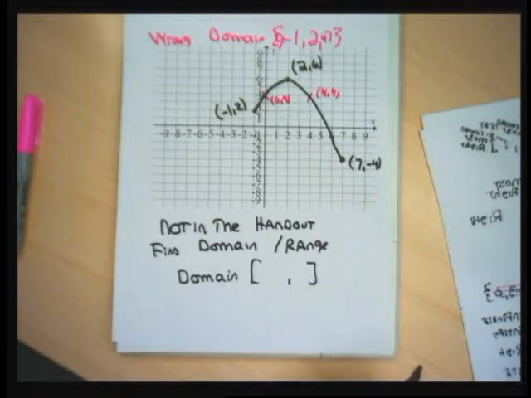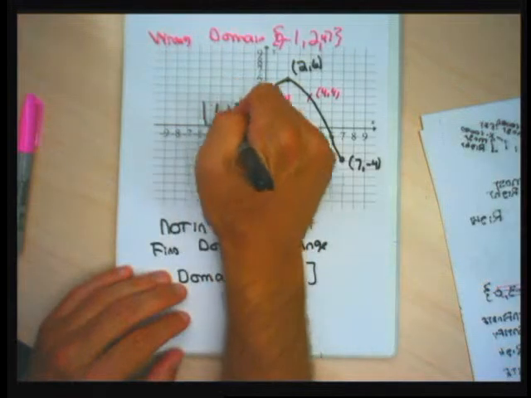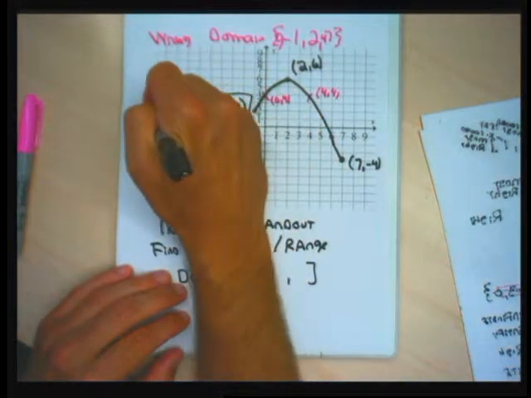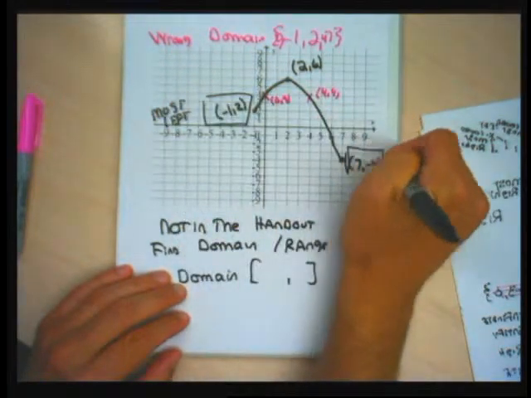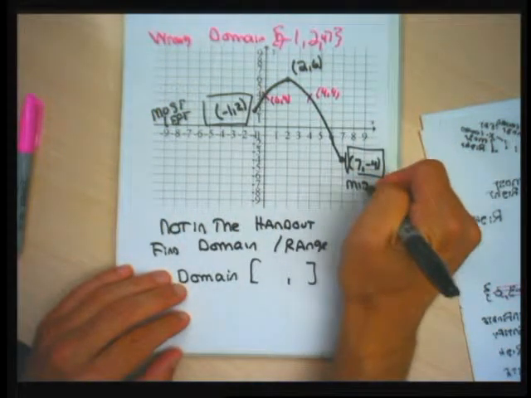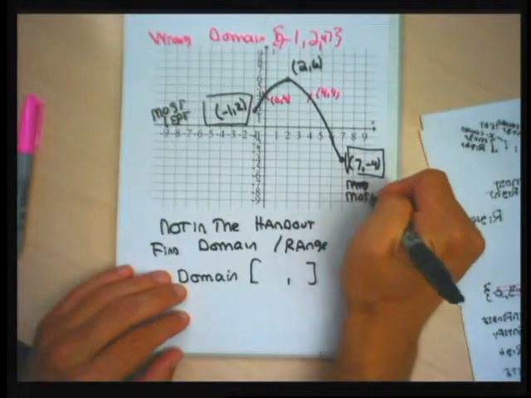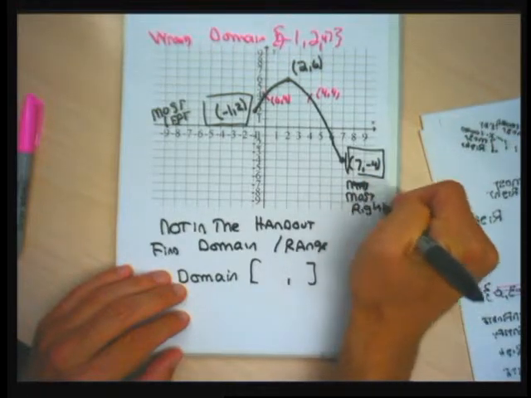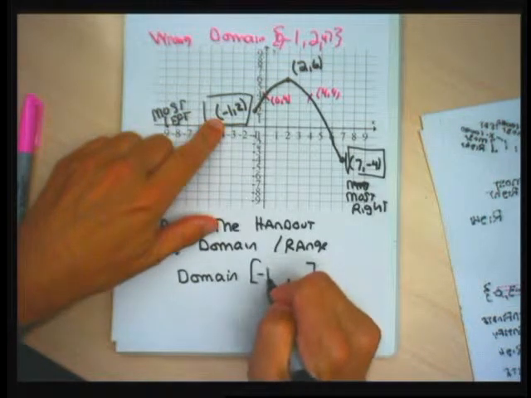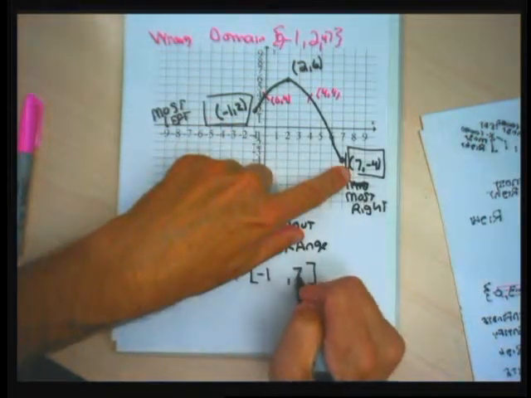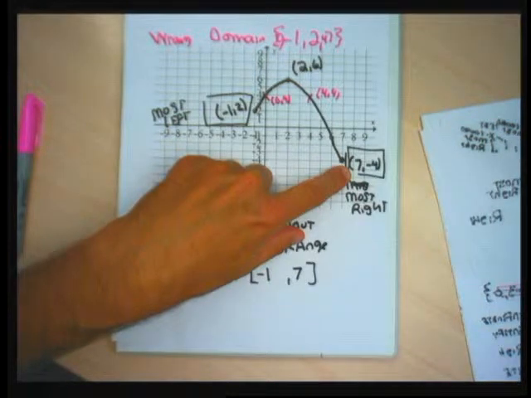So for this problem, to find the domain, I have to identify the point that's furthest left and furthest right. This point is at the left edge of the graph. Let's say that's the most left point. This point is at the right edge of the graph. I'm going to call this the most right point. To write the domain of a connected or infinite graph, I take the x-coordinate of the most left point, which is -1, and then I write the x-coordinate of the most right point, which is 7.